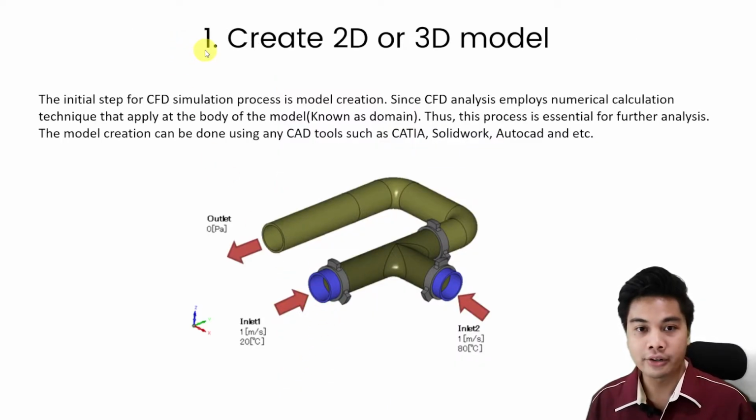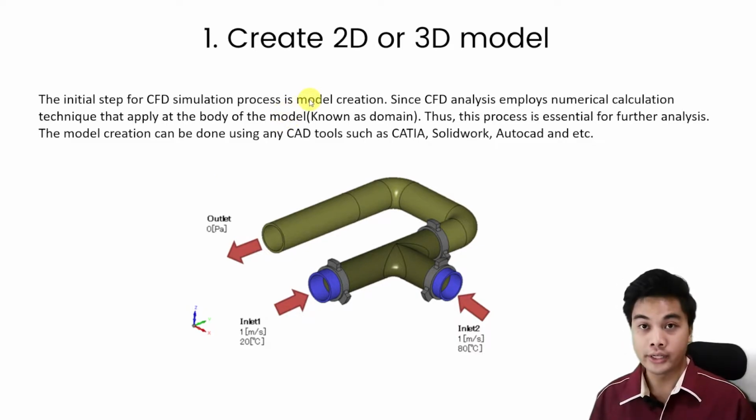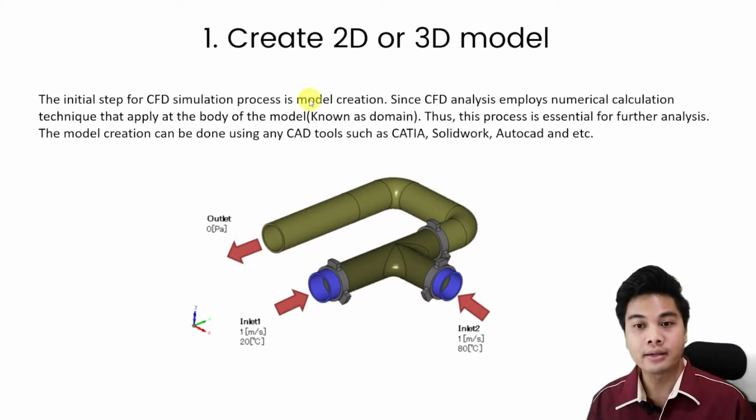So the first one, create 2D or 3D model. The initial step for CFD simulation process is model creation. Since CFD analysis employs numerical calculation techniques that apply at the body of the model, sometimes known as domain, this process is essential for further analysis. The model creation can be done using any CAD tool such as CATIA, SolidWorks, AutoCAD, and so on.